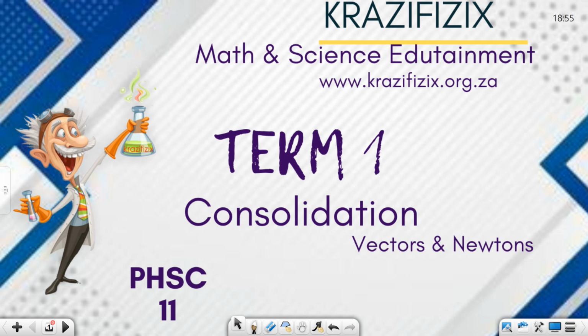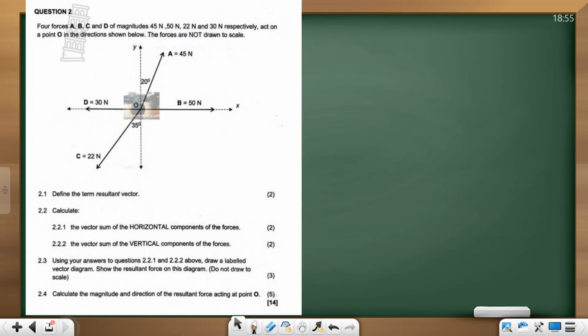Okay, guys, quickly, let's consolidate. We have just a few concepts to look at. First one is vectors. Forces, four forces A, B, C, and D of magnitude 45.